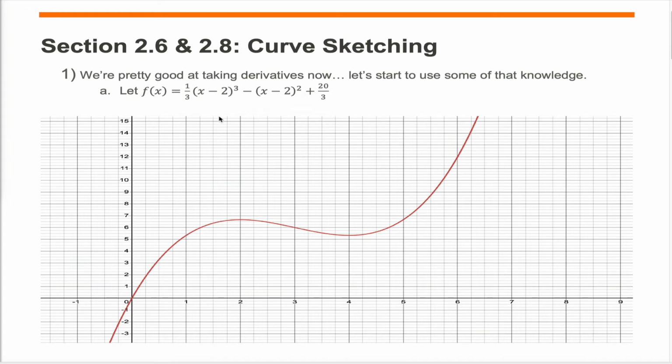All right, new section. In this section, we're going to cover what is split into two different sections in your book, 2.6 and 2.8. But really, the basic idea is we're going to stop learning different rules for how to take derivatives, and we're going to start to use some of the knowledge. We're at the point where I can give you just about any function, and you can take the derivative of that function. We spent a lot of time learning various rules and working through some really complicated examples.